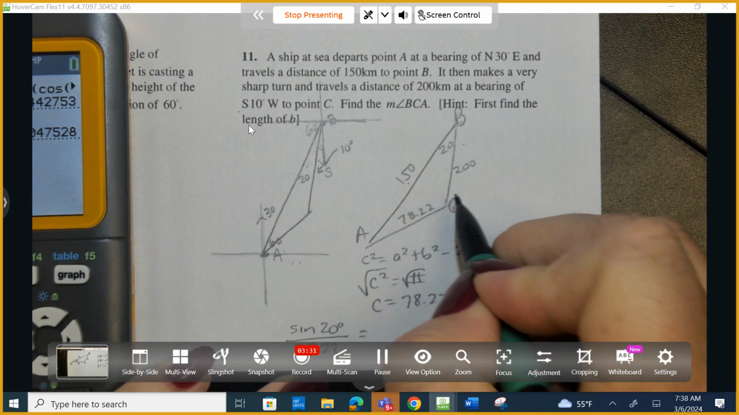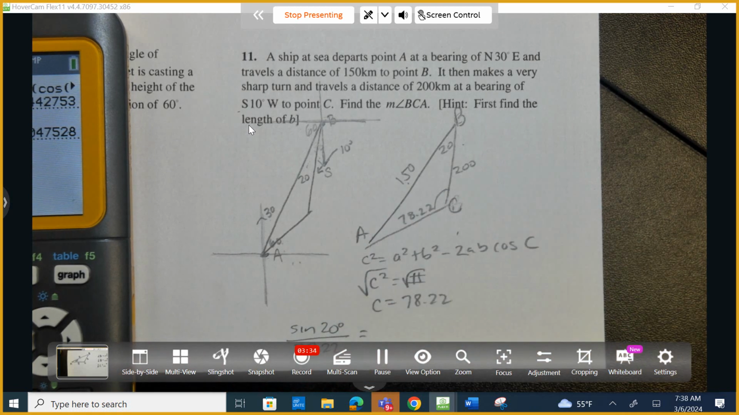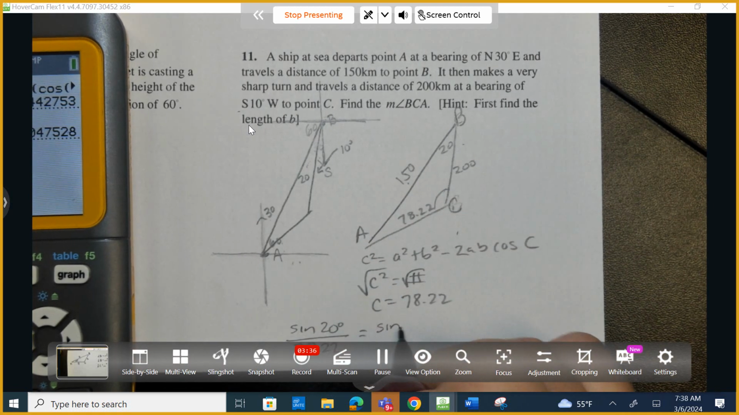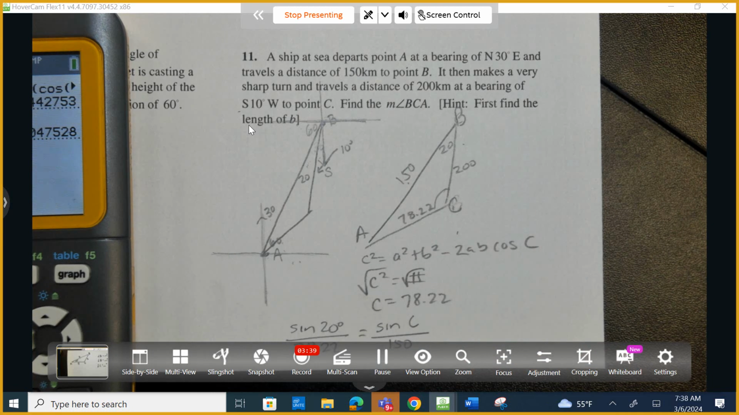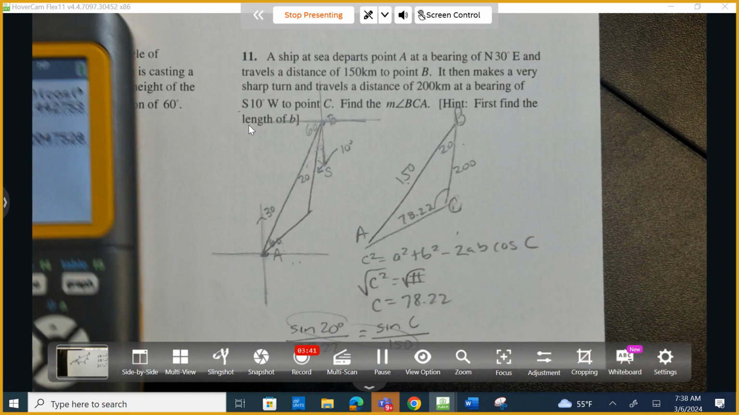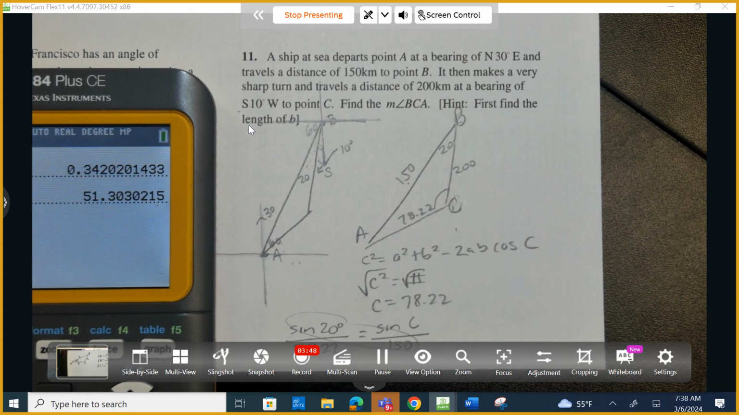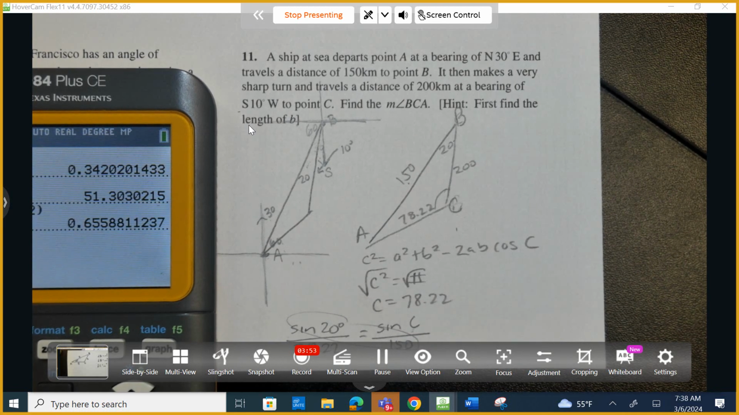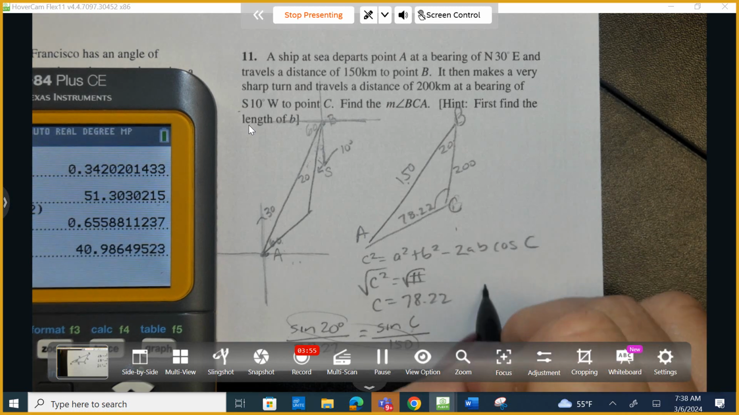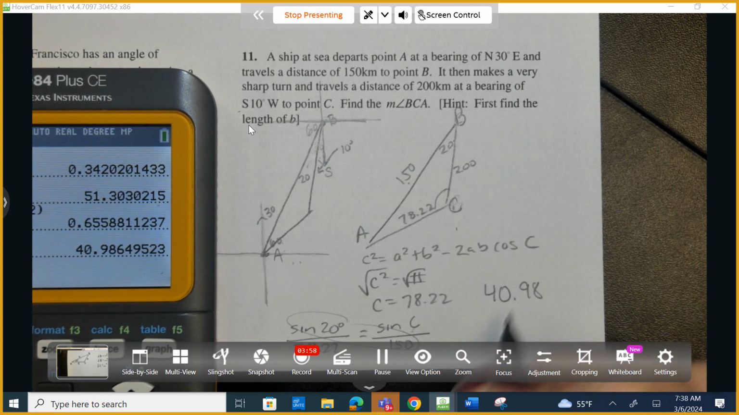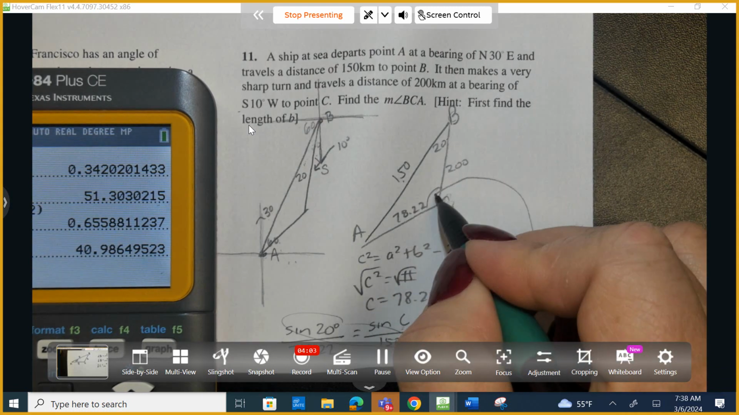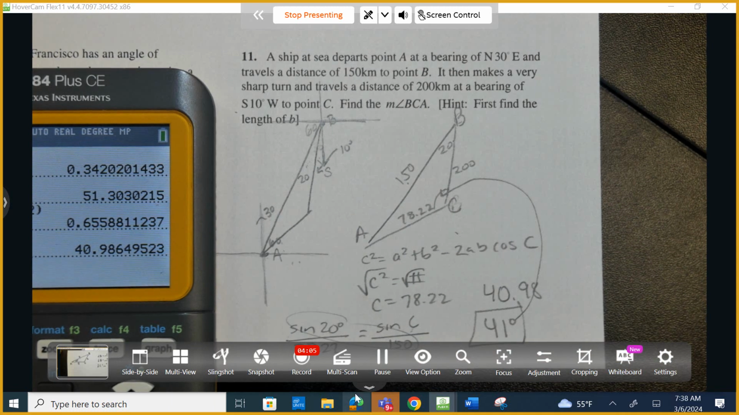Okay, I want to ultimately know what this angle is, and it's the smaller one, so that makes sense for us. It makes it easy. Sine of c over 150. Okay, so I'm going to cross multiply. I'm going to take the sine of 20 degrees times 150, and then divide it by this measurement of 78.22. And then I need to figure out an angle, so I'm going to do the inverse sine, and I have 40.98. Looks like he rounded it up then to 41 degrees. 41 degrees is going to be this measurement. Sorry, you can't see that if you're watching from home.